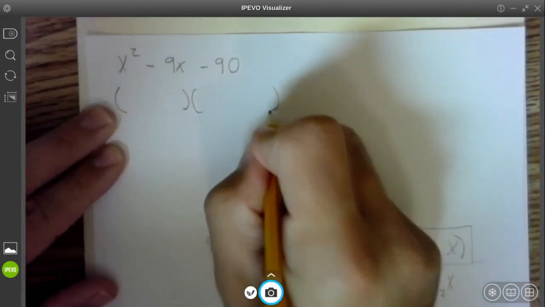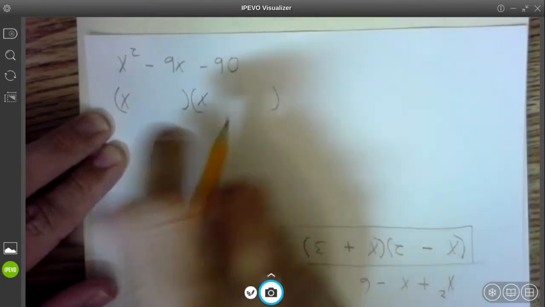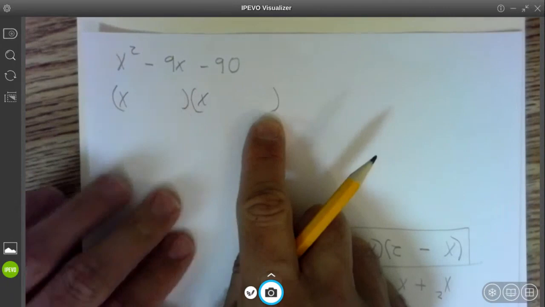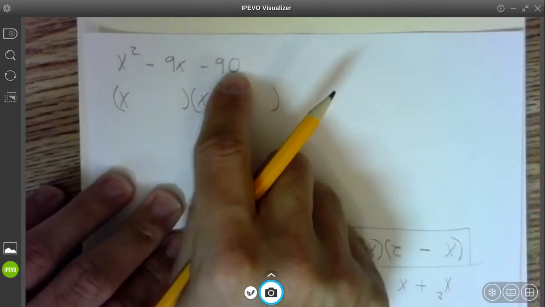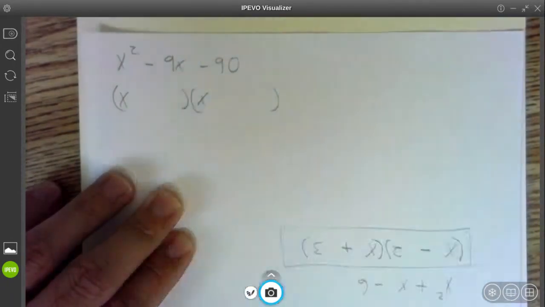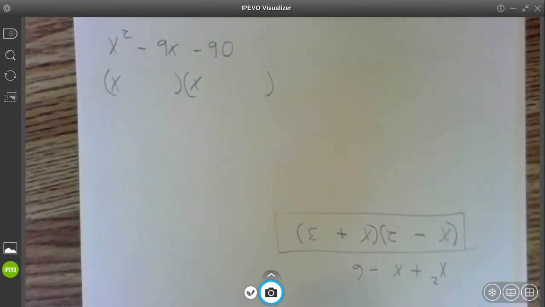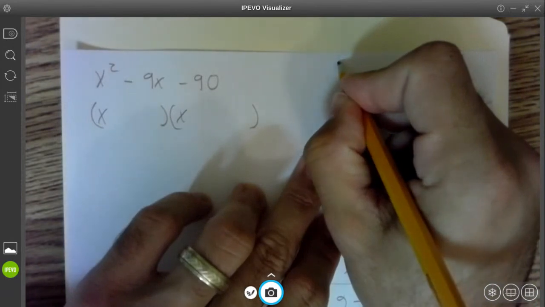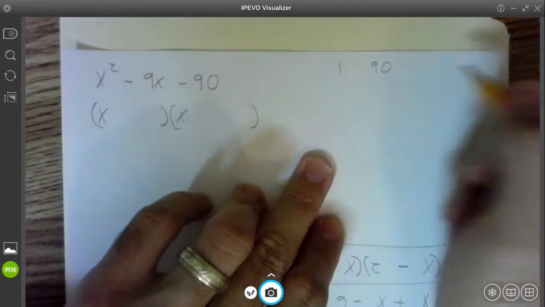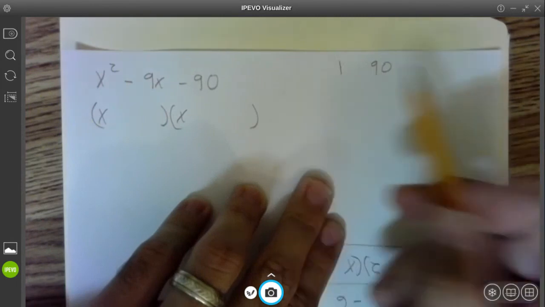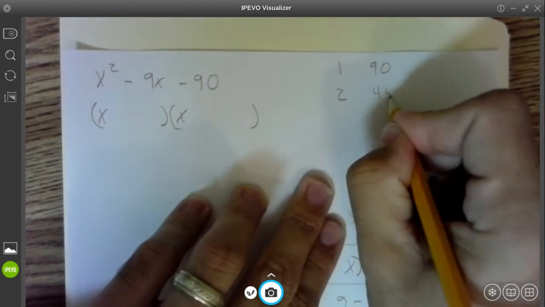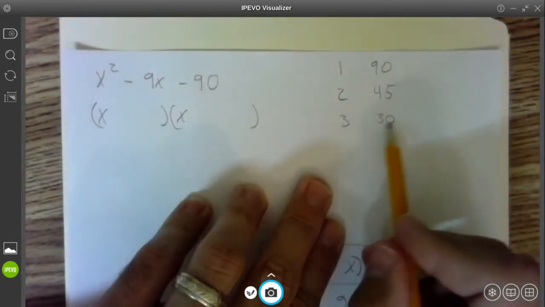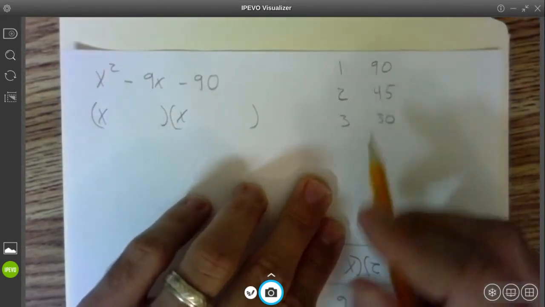The game's still going to be the same. X times x gives us x squared. Here we want two numbers that multiply to 90 and subtract to give us 9. So what I recommend is that you do this systematically, just list out the factors of 90. 1 and 90. Those do not subtract to equal 9. 2 and 45. 3 and 30. These do not subtract to give you 9.